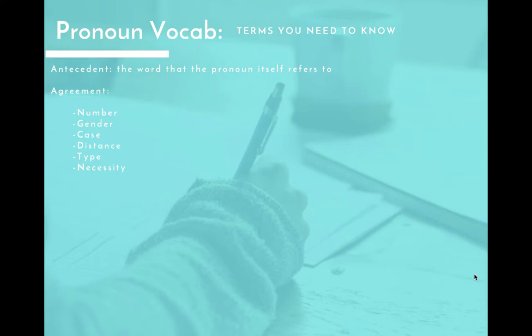The type of thing that is being encountered. So while nouns refer to all people, places, and things, certain types of pronouns can only work with people or only work with inanimate objects like items and objects. And the last one is necessity. Is this vital to the sentence, or are you giving me additional information?